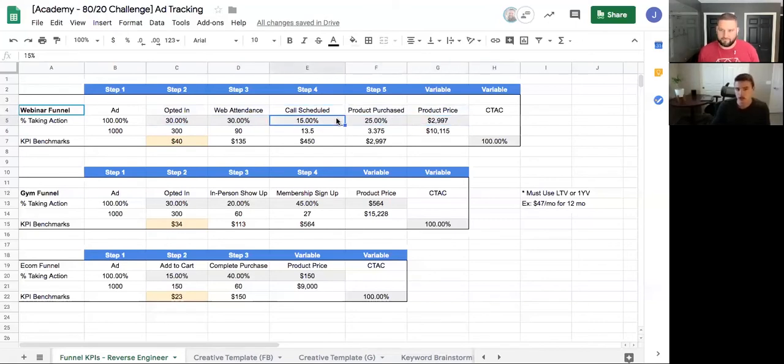If your client has no idea what these look like, that's a red flag. If your client doesn't have a funnel in place, that's probably almost a deal breaker. We'll get into that later, but ultimately your client should have a decent idea of what these benchmarks look like for them. If they've ever run a webinar in the past, they should have a sense of how many people on your webinars actually schedule calls, and how many of those people actually purchase the product. And so we put in those benchmarks here.